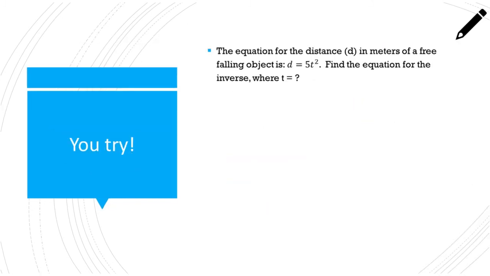Let's have you guys try one on your own. The equation for distance in meters for a free-falling object is d equals 5t squared. Find the equation for the inverse. What does t equal? So you need to take this equation and solve it for t. Pause the video, try it on your own, and then come back and check your answer.